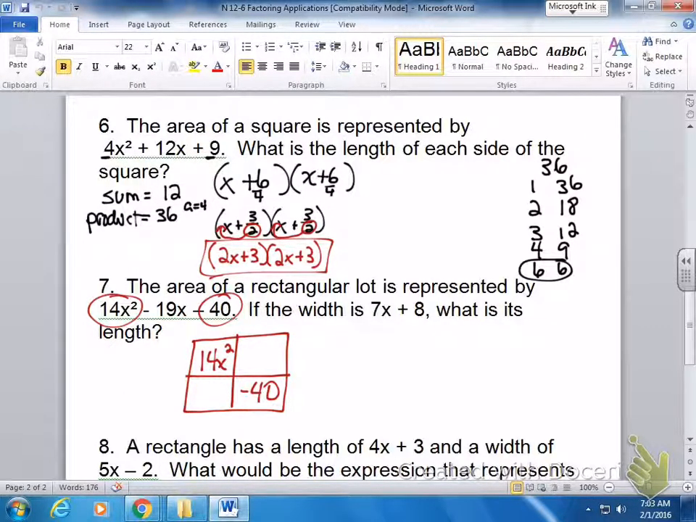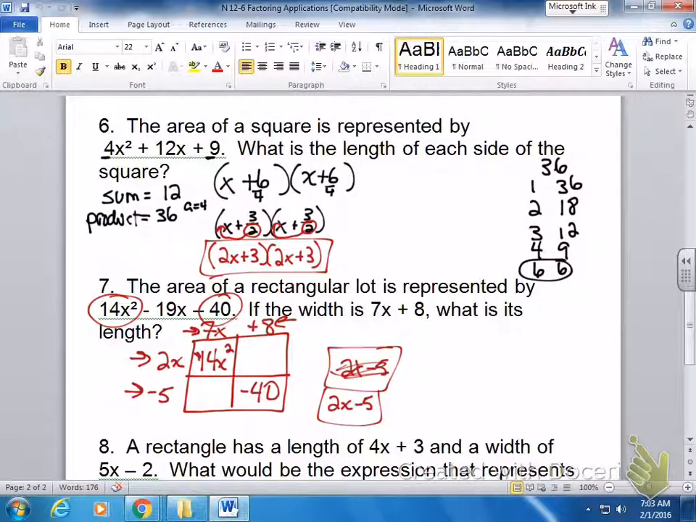Now I know the width is 7x plus 8, so I'm going to put 7x, and then I'm going to put plus 8. And now if you remember these two terms over here, we can find through multiplication, like what times 7x would give me 14x squared? Well, 2 times 7 would give me the 14, x times x would give me the x squared. Now I come down to the other one. What times 8 would give me negative 40? Well, 5 times 8 would give me 40, so negative 5 will give me negative 40. So my answer is 2x minus 5. Now, of course, we could check that. That's written horribly, sorry. 2x minus 5.